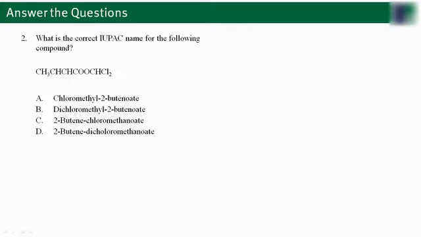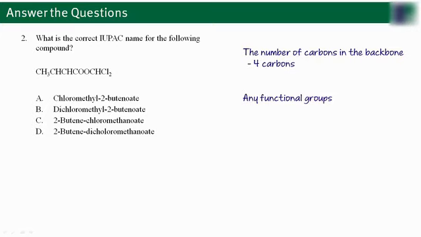So let's talk about those principles of naming. We remember there are 2 principles: number of carbons in the backbone, any functional groups, and then, of course, rules that combine those. But the first 2 things we have to identify are these 2 things. This molecule has 4 carbons in its backbone. We can count them. 1, 2, 3, 4, and yes, there's another carbon over on the right, but there's an ester group in between, so that doesn't count as being part of the backbone.